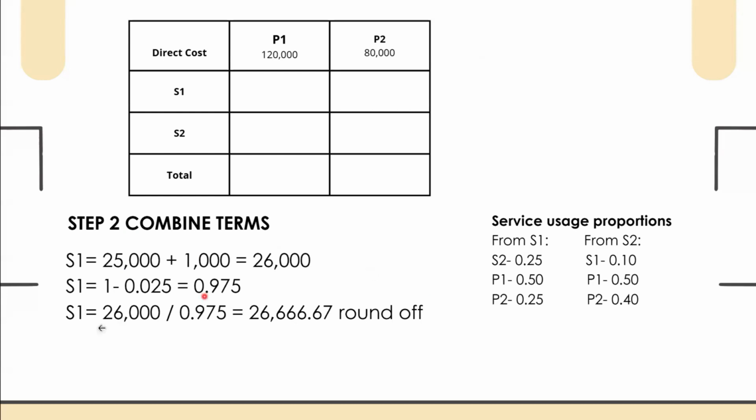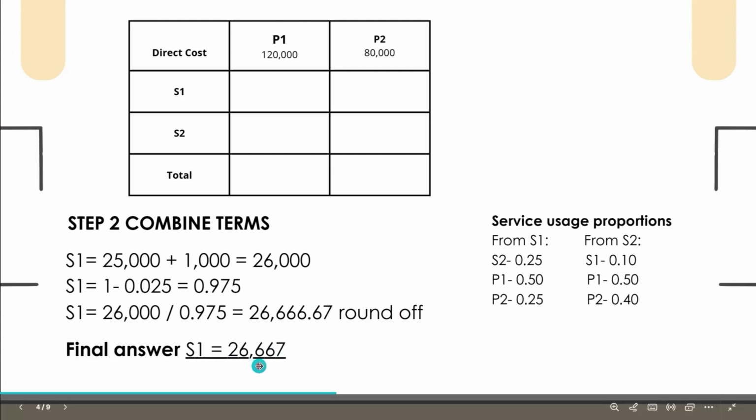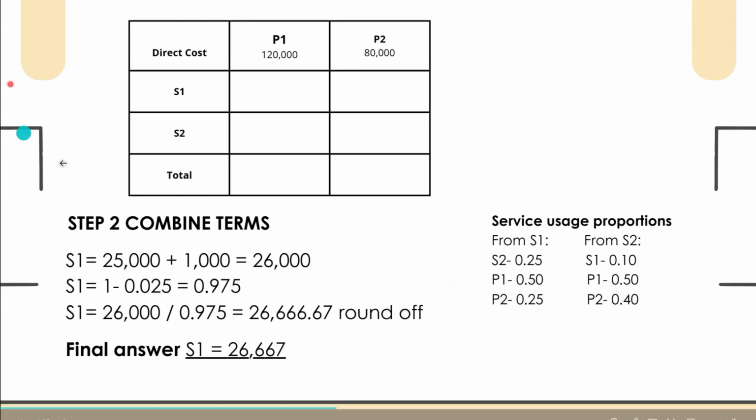26,000 divided by 0.975 becomes 26,666.67, and we will round off. The final answer is S1 equals 26,667. As you see, the table for S1 is 26,667.